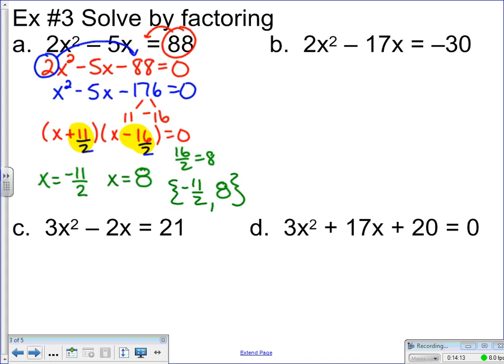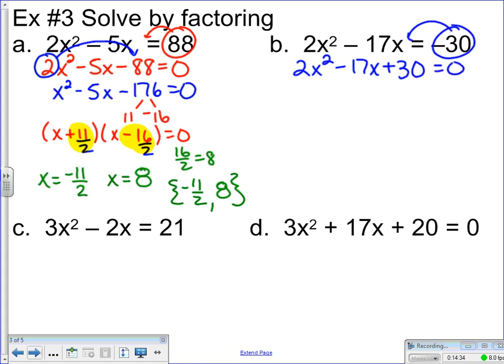All right, you should pause here if you want to try to do these three. I'm going to start them in a few seconds. All right, first let's make it positive 30. 2x squared minus 17x plus 30. Got to move that 30 over.